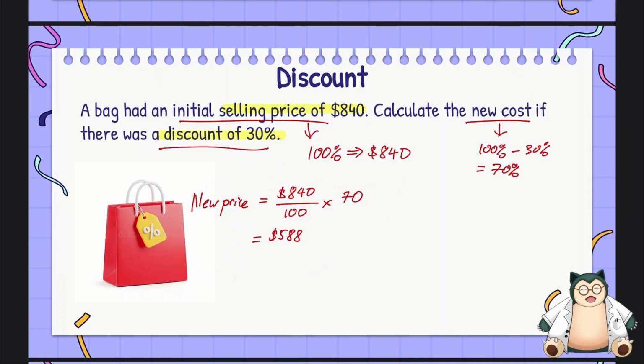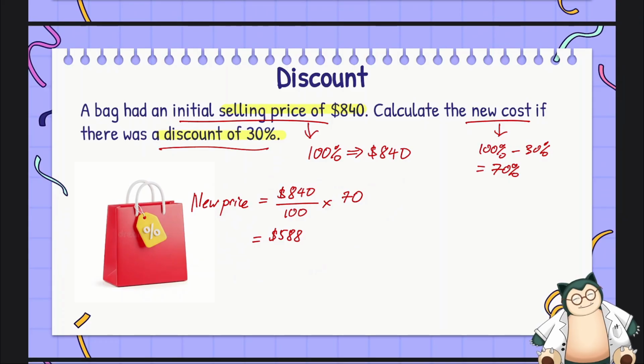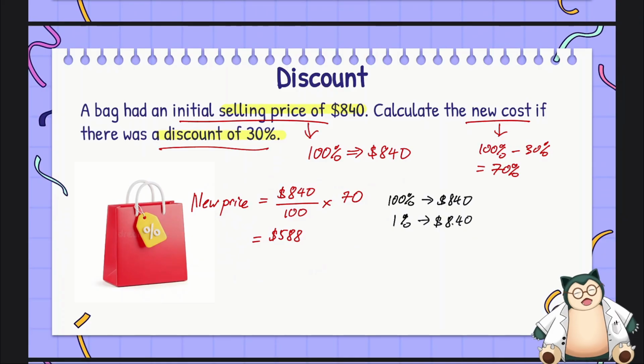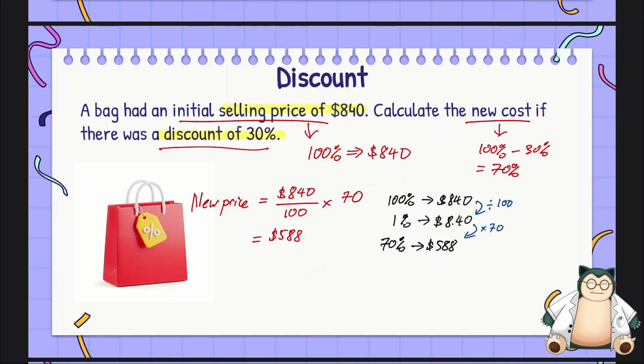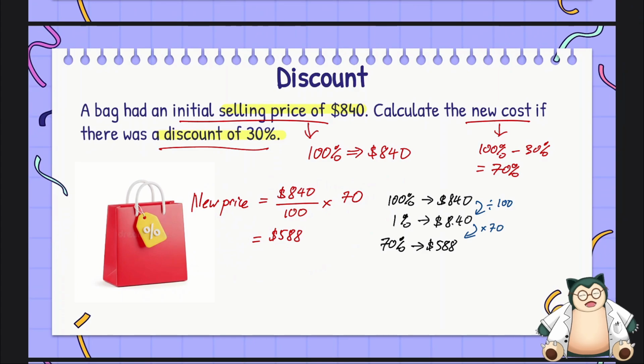However, if we want the more detailed method, what we can do is to first express 100% as $840. We find out 1% first, dividing by 100, we get $8.40, and then we find 70% by multiplying by 70, which will give us $588. Alright, so hopefully by now everyone is more comfortable with the left method, but if you use the right method, it is also okay. We can still get the same answer. Is that okay, everyone? Okay, good.